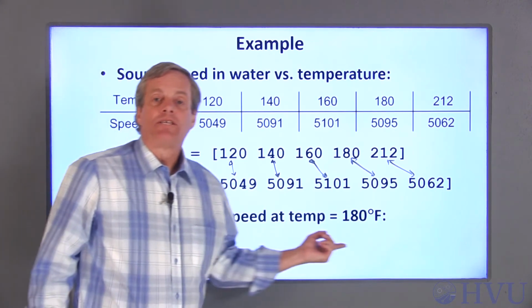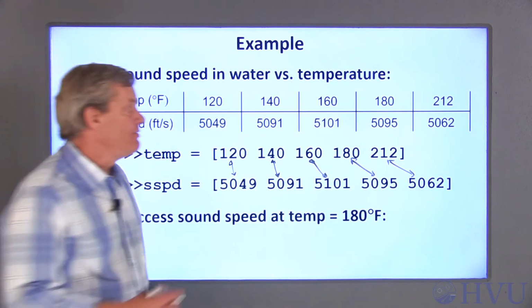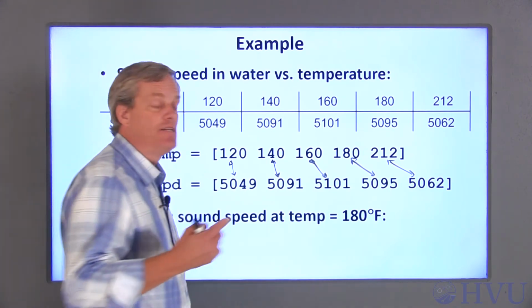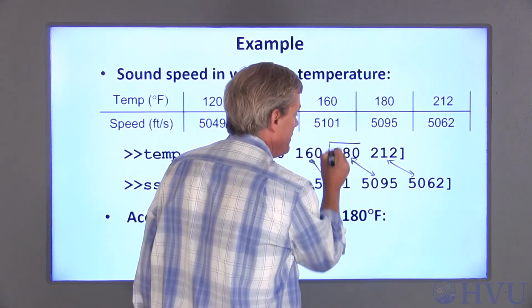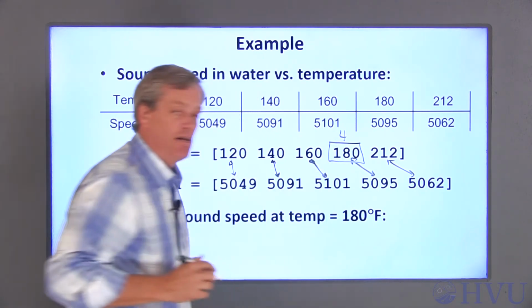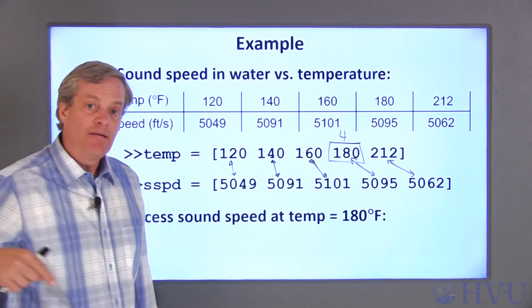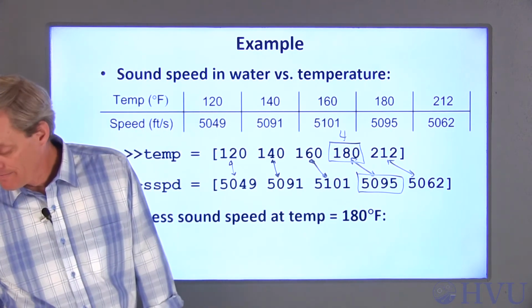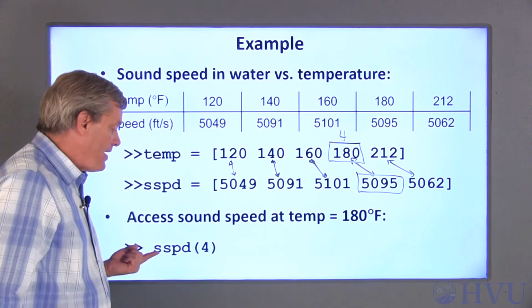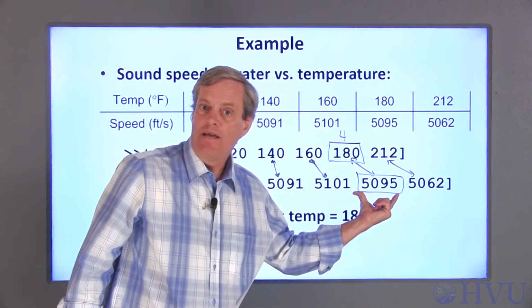Now, suppose I want to display the sound speed, which corresponds to the temperature at 180 degrees Fahrenheit. First, I need to find the index of the 180 degree temperature in the temp array. That's the fourth element in the temp array. So to find the sound speed at that temperature, I go to the fourth element in the SSPD array. So I type SSPD of 4, and the number 5095 will be displayed.